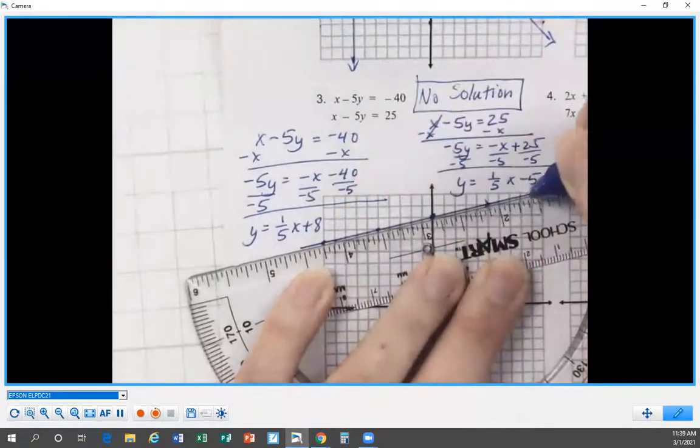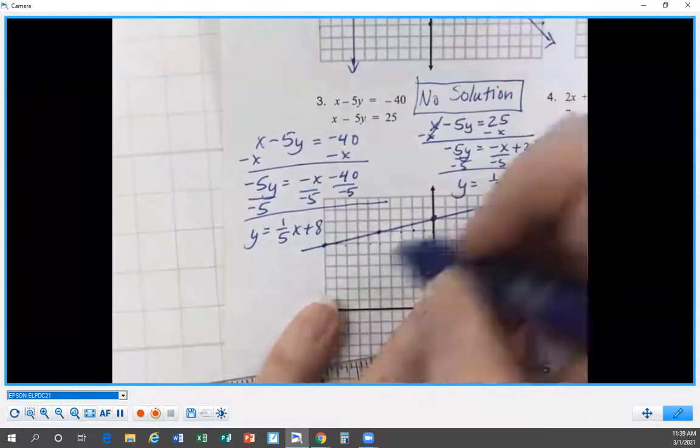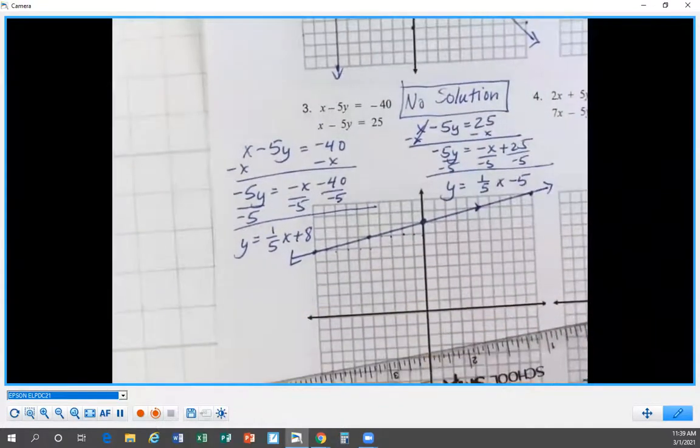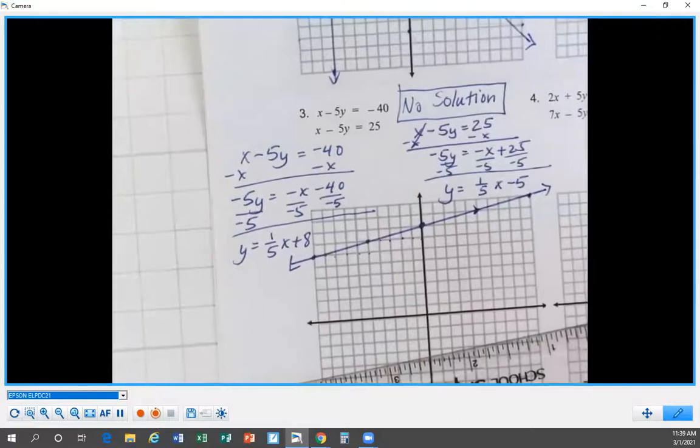Okay, so that's our first line. Remember, we plot our points, we use a straight edge to graph our lines, and we extend our lines to the edges of the graph.